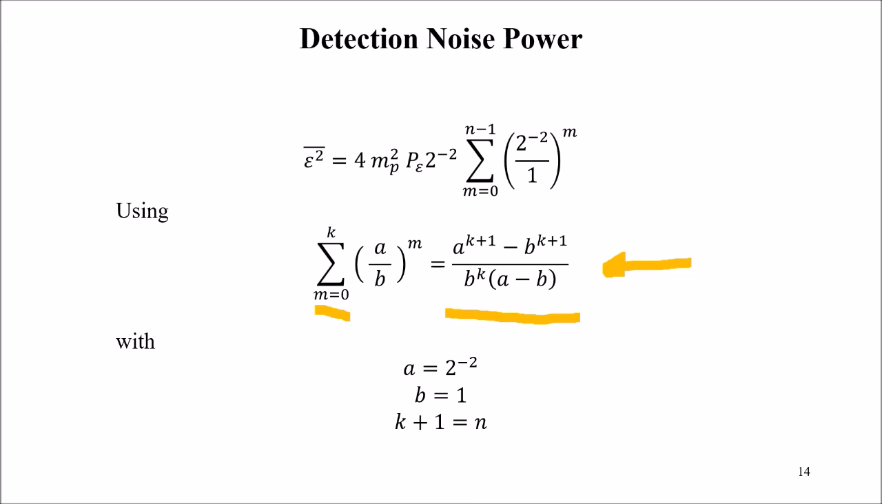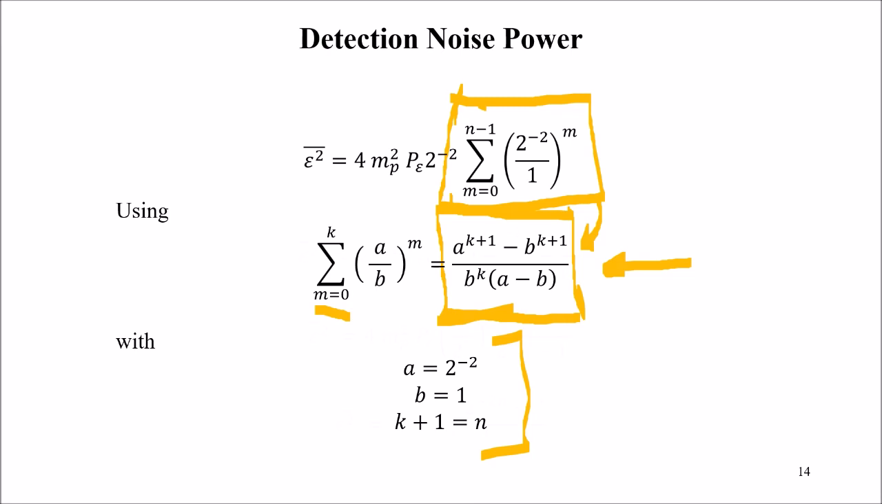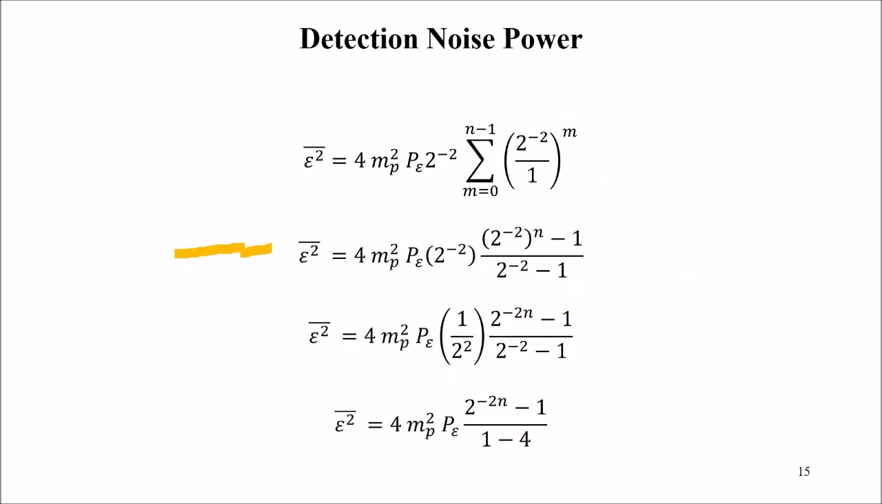If you let a equal 2 to the power minus 2, if you let b equal to 1, and if you let k plus 1 equal to n, then we'll be able to take this summation in our equation for the detection noise power and replace it with this closed form that's not a summation by making these substitutions. And that's exactly what I've done on this equation. Replaced this summation with this equivalent closed form.